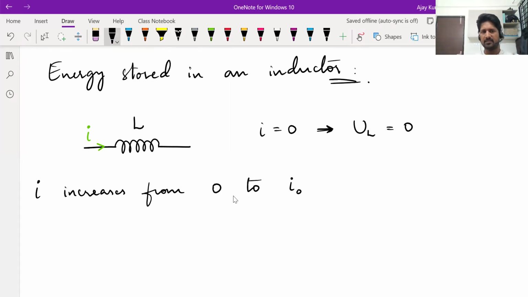At a random instant, let's say the current through the inductor is I. Current is I and the potential change across the inductor is minus L di by dt. When current is flowing, it means it's like charge is flowing. So when charge passes through this inductor, charge has to pass through this potential difference of L di by dt. Let's take it as delta V itself. Let's only consider the magnitude, ignore the minus sign. The potential difference is L di by dt and the charge has to flow through that potential difference.